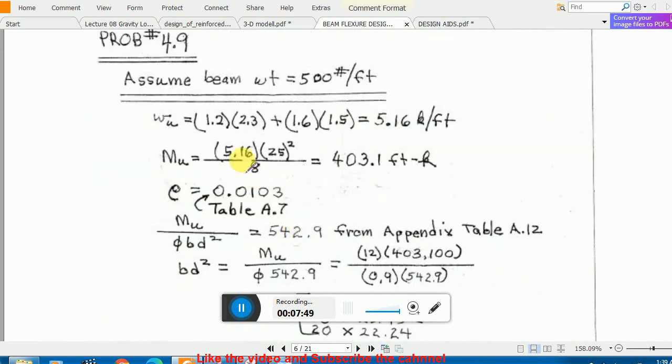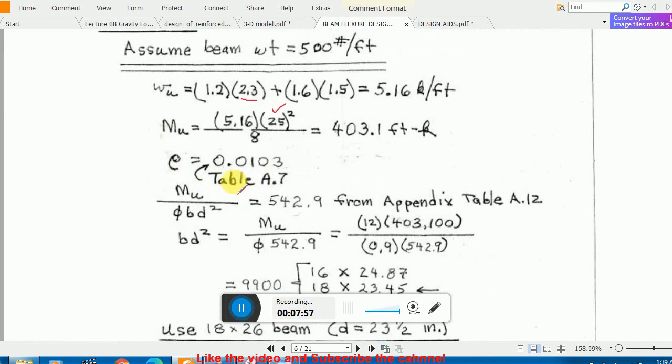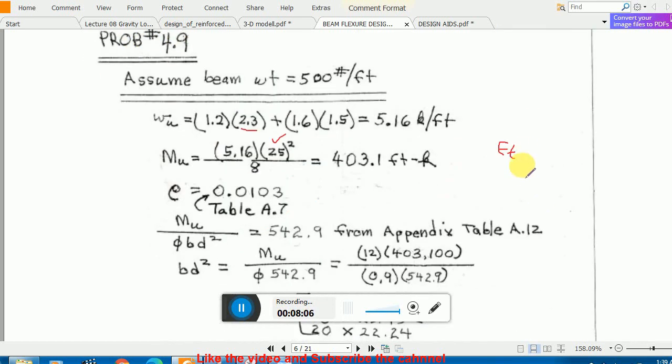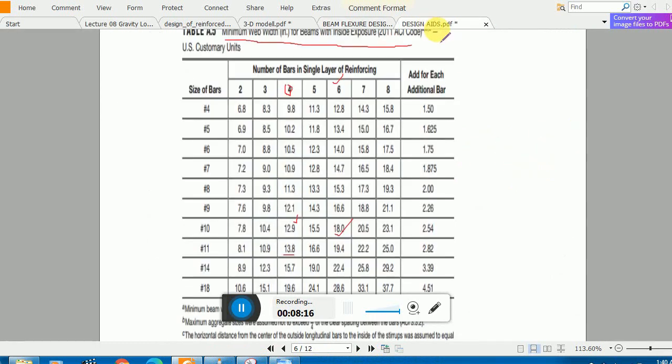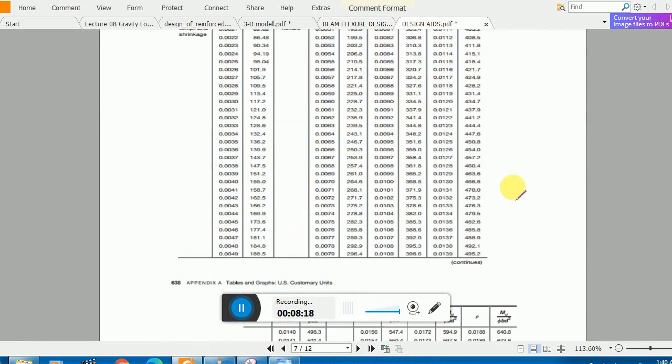Again, the next question is this one. Assume beam weight. The span length is now 25 feet, the dead load is 2.3, and rho. Now this is from the table. Remember, here the rho value is not given, but the epsilon t value is given. In equation 4.9, this value is given, 0.005, which you have to use. So now I have to search the rho value against 0.005. So you just need to go to the table.